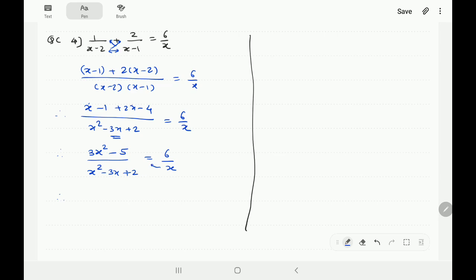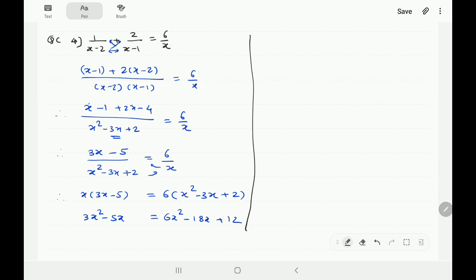Shifting x this side and this bottom term the other side, I get, is that an x square? No. Shifting this x to the other side, so x into bracket 3x minus 5 equals 6 into bracket x square minus 3x plus 2. Yes, right. And now let me multiply this. So it is 3x square minus 5x, right? Here it's 6x square minus 18x plus 12.